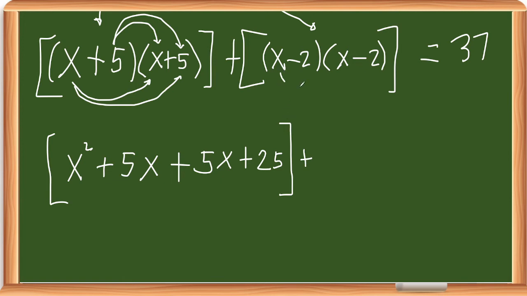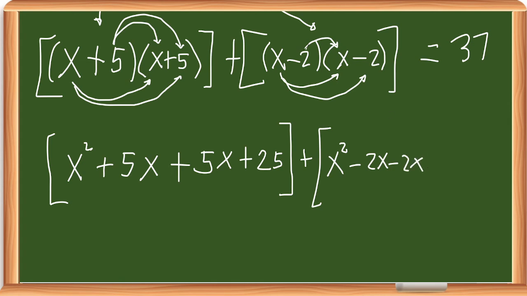We're going to start here. X times x is x squared. And then next, x times negative 2. That's negative 2x. And then, dito naman tayo sa pangalawa, minus 2 times x. We have minus 2x. And then, minus 2 times negative 2 is positive 4. And then, equal daw sa 37.